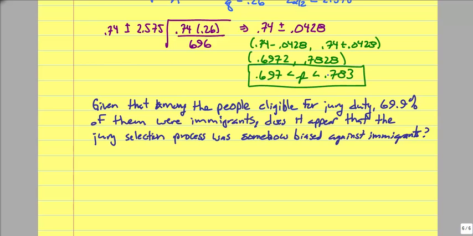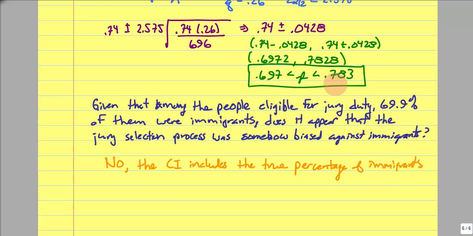So what we would say here then is no. Remember the question, does it appear that the jury selection process was somehow biased against immigrants? And we're going to say no. The reason why is the confidence interval, the CI stands for the confidence interval that we have here, includes the true percentage or proportion of immigrants. So again, 69.9% lies in this interval, so I'd have to say no, it doesn't appear that there's any bias against immigrants.